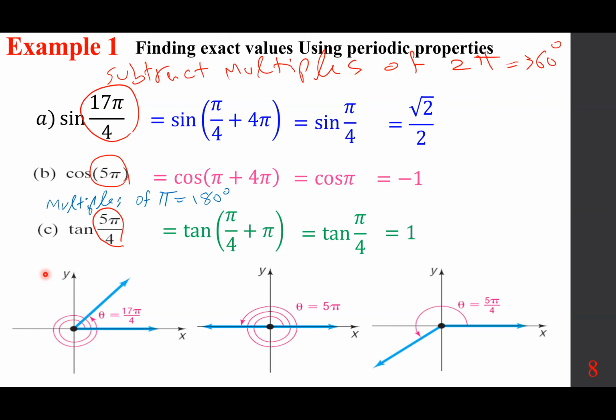Again, a quick recap. For sine and cosine, subtract multiples of 2 pi. If it happened to be negative, by the way, you can add multiples of 2 pi. It works the same way. In the case of tangent or cotangent, you deal with pi. And remember, 2 pi is the same as 360 degrees, pi the same as 180 degrees if it's given in degrees.